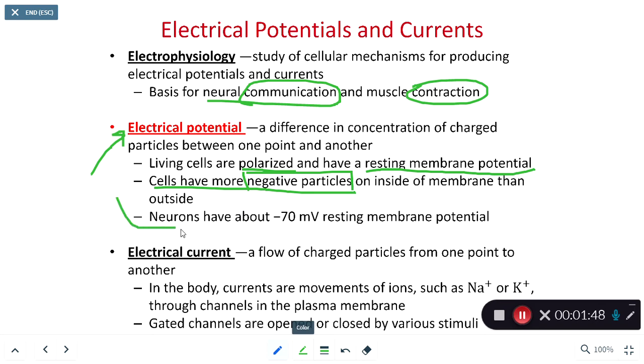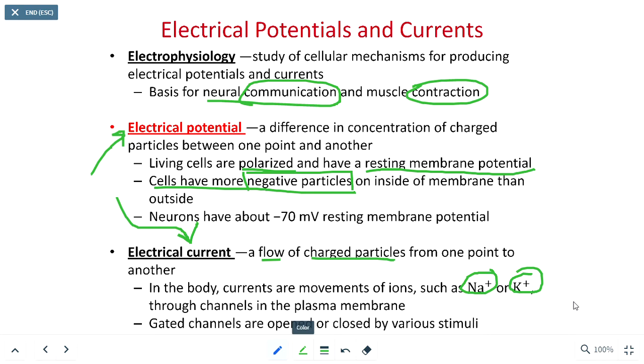Now, electrical current is the movement or flow of those charged particles from point A to point B. In our bodies, sodium and potassium, sodium ions and potassium ions, are the two charged particles that do most of the movement. We have special gates that can open and close. These gates are going to be specific for sodium and/or potassium. And we can open and close these sodium and potassium ion channels with different methods. We can have physical stimuli, electrical stimuli, or chemical stimuli.